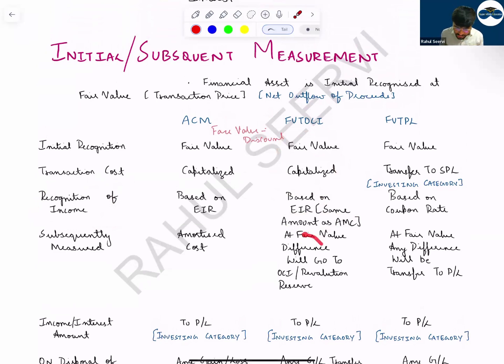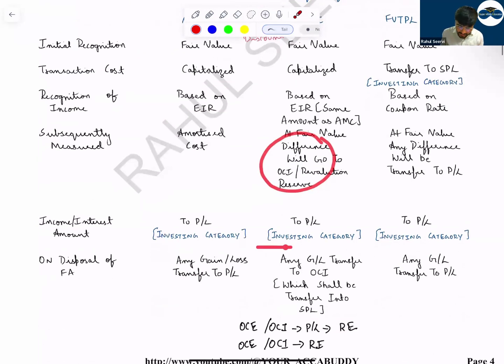Then the difference will go to OCI. In the investing category, any gain or loss in OCI shall be transferred to P&L. So reclassification is allowed here. Reclassification is allowed for debt instruments at fair value through OCI, but for equity instruments at fair value through OCI, reclassification is not allowed.